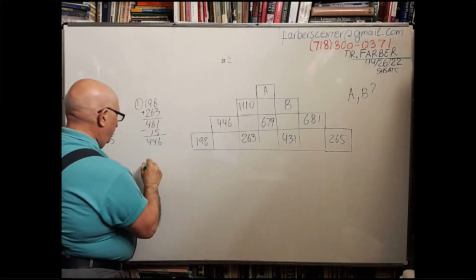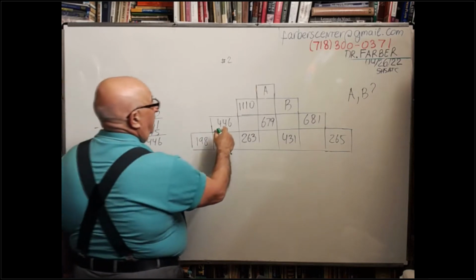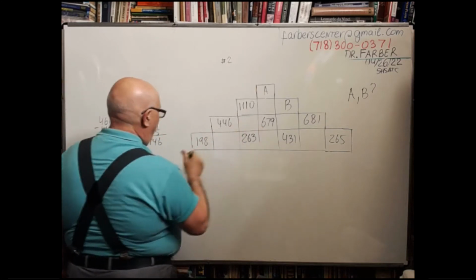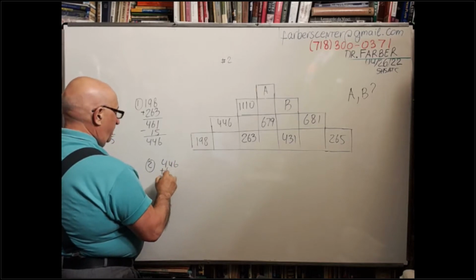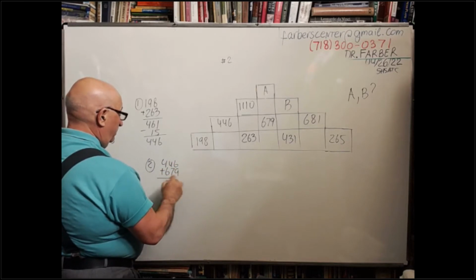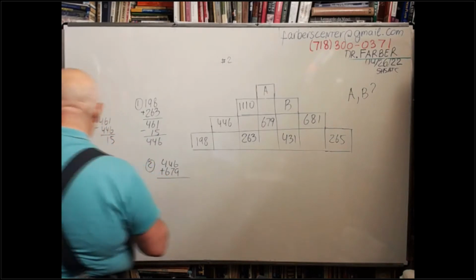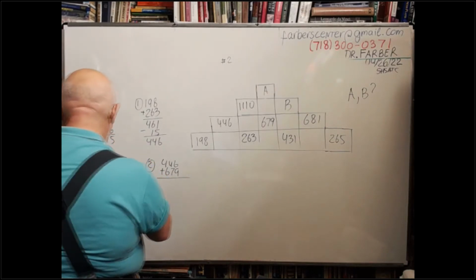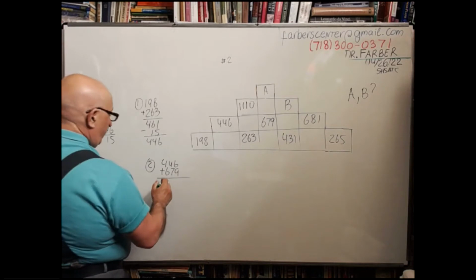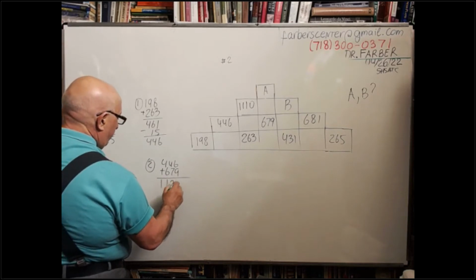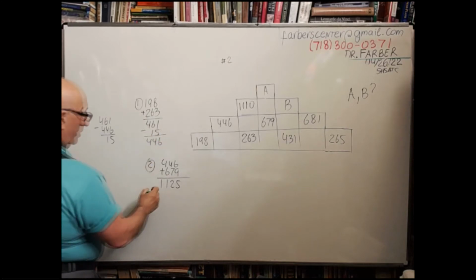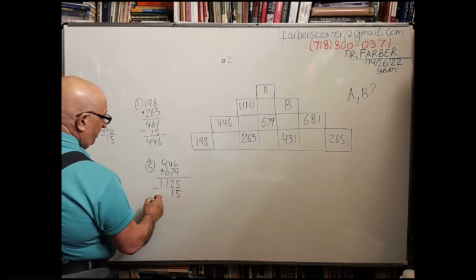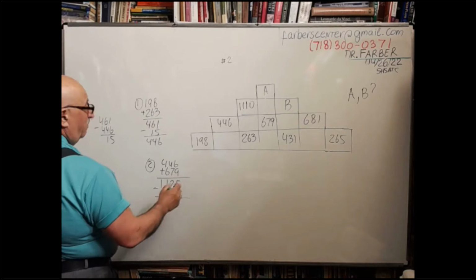Step number 2. If we add 446 plus 679, after addition, you get 1125. And my pattern is subtract 15. If I subtract 15, I get 1110.